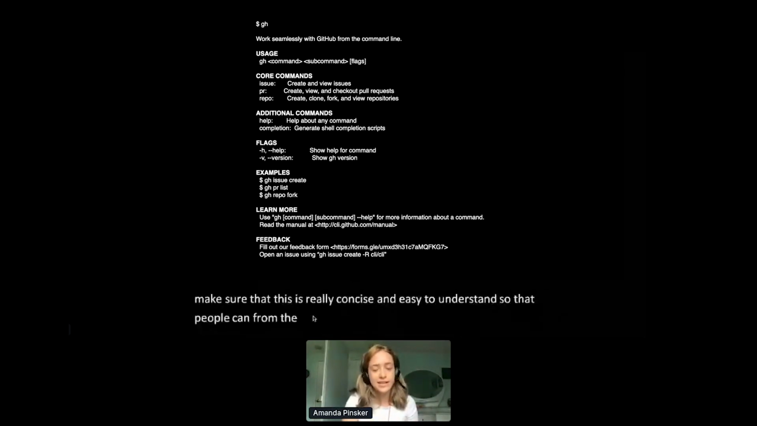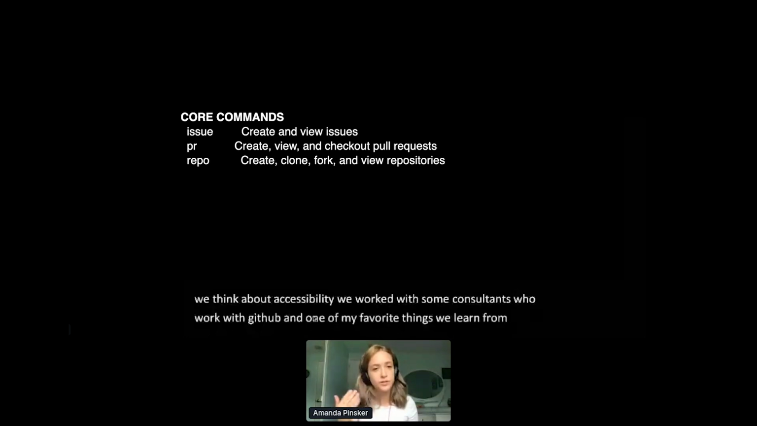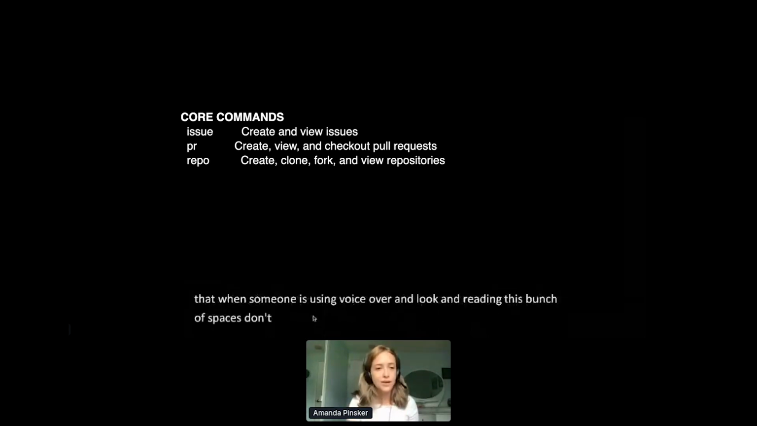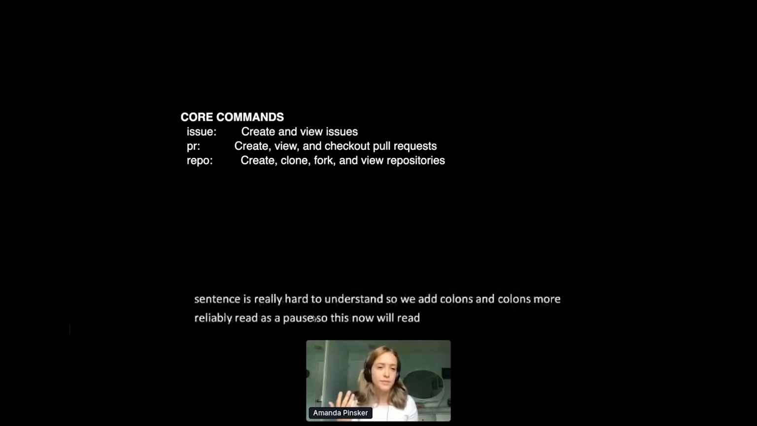We think about accessibility. We worked with some consultants who work with GitHub, and one of my favorite things we learned from them is that when someone is using VoiceOver, a bunch of spaces don't actually read as a pause. So right now, this line would read as "issue create and view issues," which doesn't make sense as a sentence. It's really hard to understand. So we add colons, and colons more reliably read as a pause. Now this will read as "issue, create and view issues," which is a lot easier to understand as a sentence.